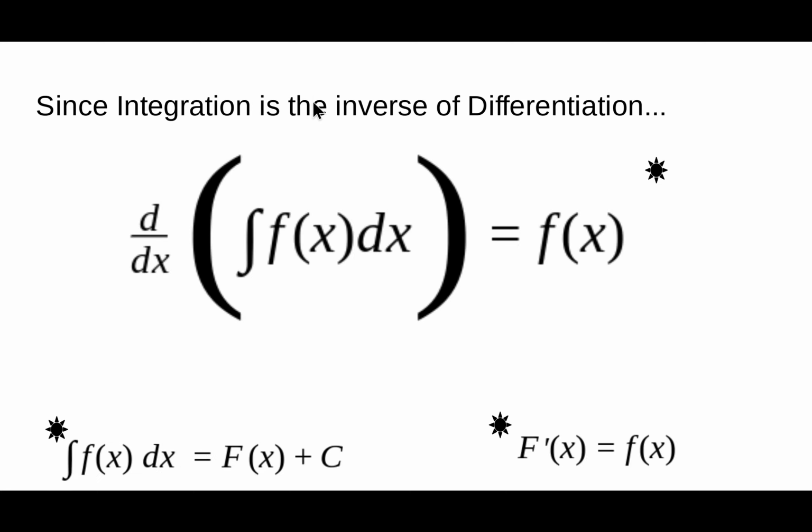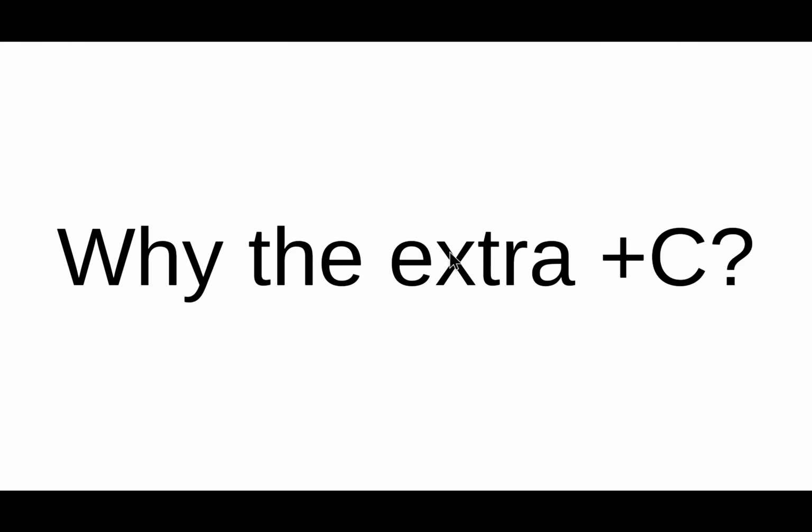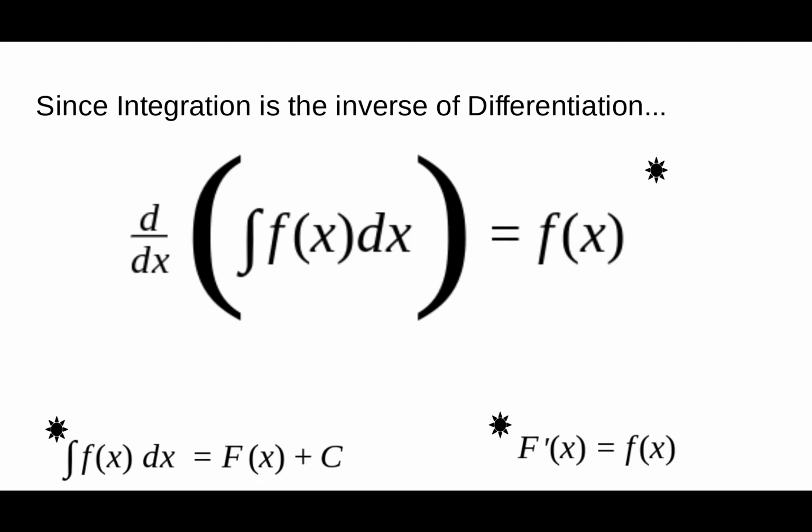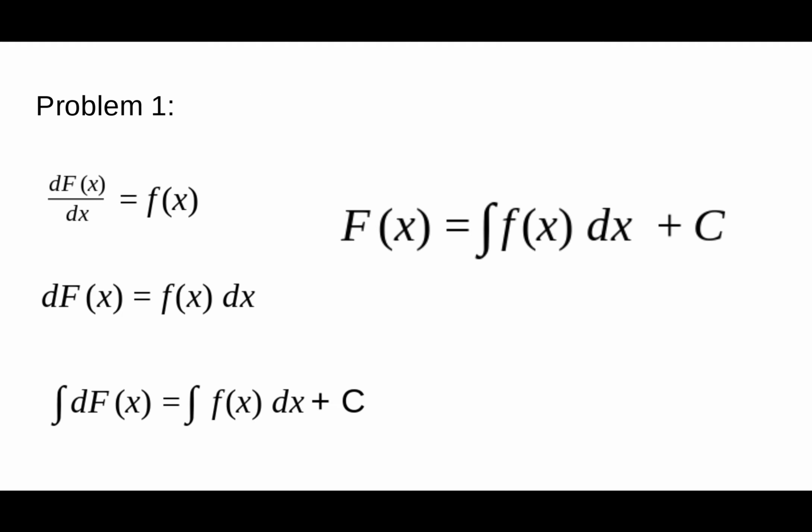Since integration is technically the inverse of differentiation, d over dx of the integral of f of x dx is equal to f of x, given the fact that we have these two things already at the bottom labeled with the asterisk. Okay, so now we go over to why we have that extra plus c. So let's go over to the first part.